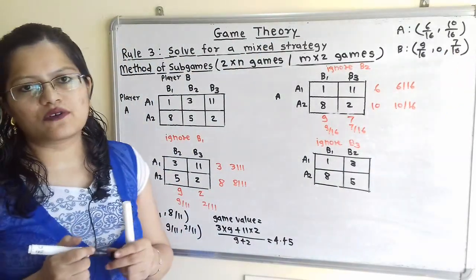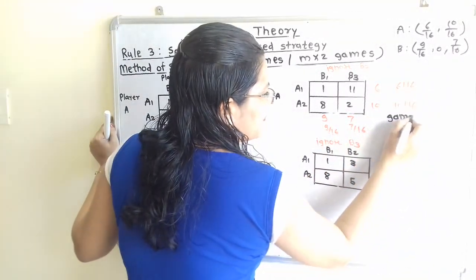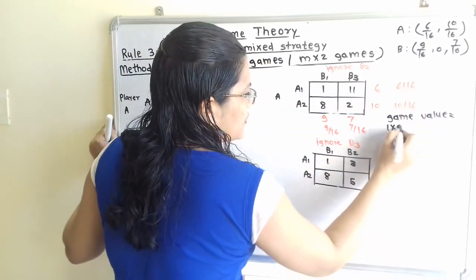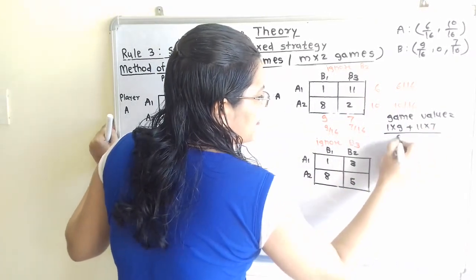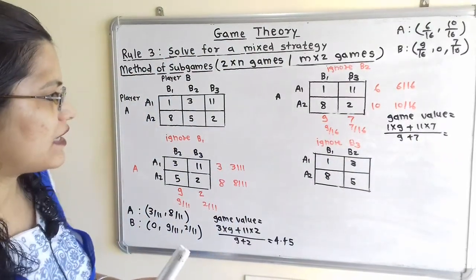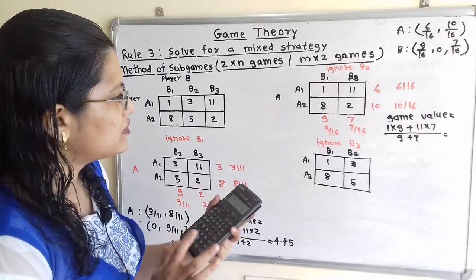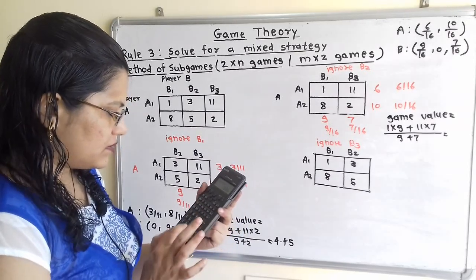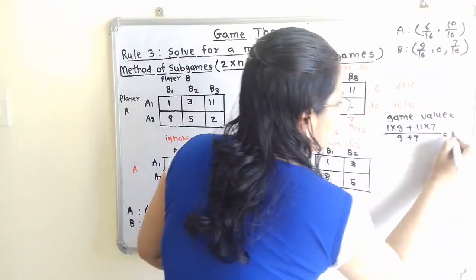Now again we will calculate the game value. So game value, how to calculate? So I will write here the game value. 1 into 9 plus 11 into 7, divided by 9 plus 7. So we will solve this with the help of a calculator. Here 11 into 7, that is 77, plus 9, divided by 16, is 5.375. So I will write here 5.37.